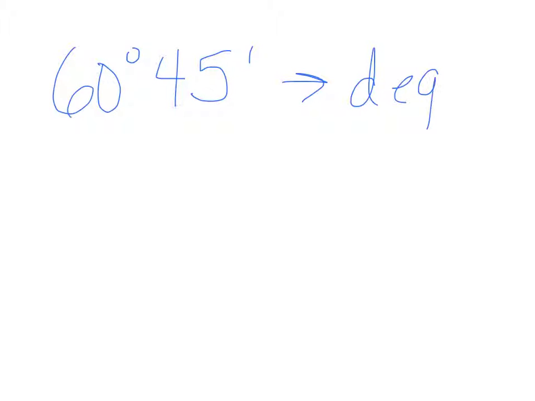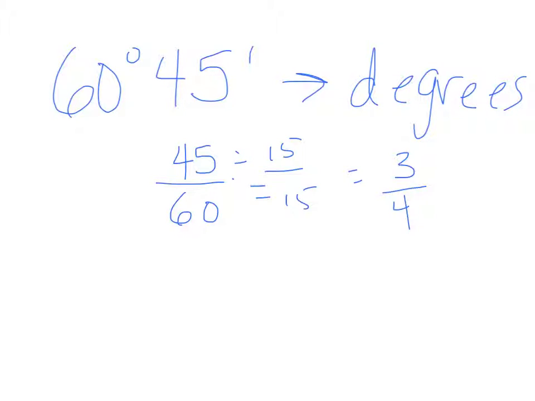So we're going to change 60 degrees and 45 seconds into degrees. You just took 45 over 60 and simplified it to 3/4. So you got 60 and 3/4 degrees, right? Great.